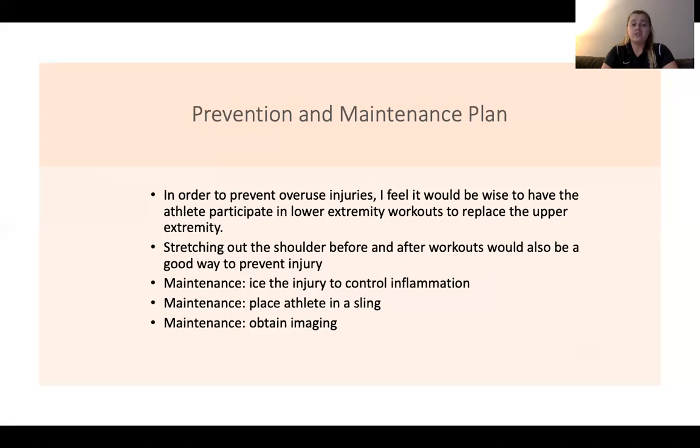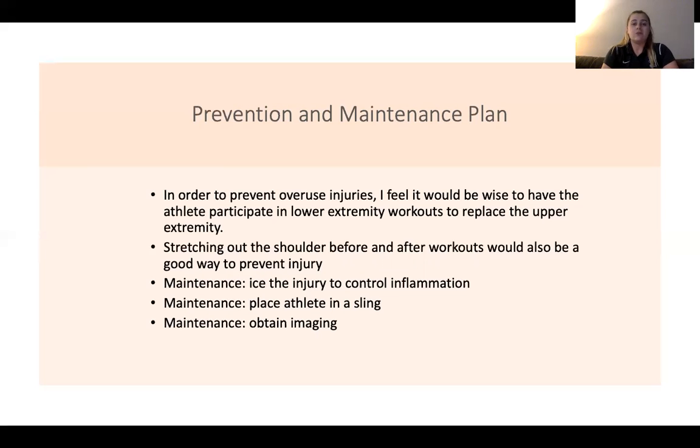Also, another prevention technique would be to stretch out the shoulder before and after workouts. Given my sports background of dance and cheer, I am a strong advocate for stretching. I fully believe that if muscles are warmed up properly, then it really does help bring down the likelihood of an injury. However, once a rotator cuff tear does happen, we've got to maintain, you know?